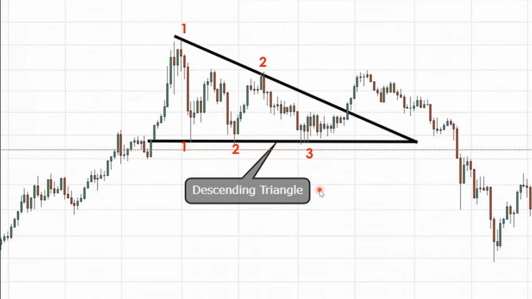All of these patterns are called structure. We're going to term this as structure breaks. And when you learn the strategy part, then the structure break is the important thing.